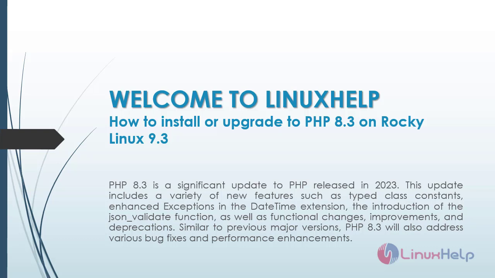PHP 8.3 is a significant update to PHP released in 2023. This update includes a variety of new features such as typed class constants, enhanced exceptions in the DateTime extension, the introduction of the JSON_validate function, as well as functional changes, improvements, and deprecations. Similar to previous major versions, PHP 8.3 will also address various bug fixes and performance enhancements.